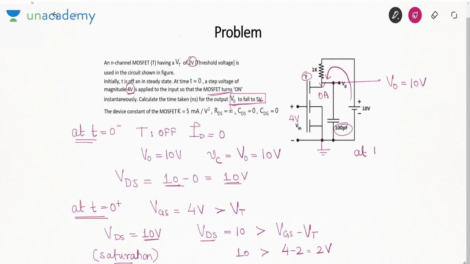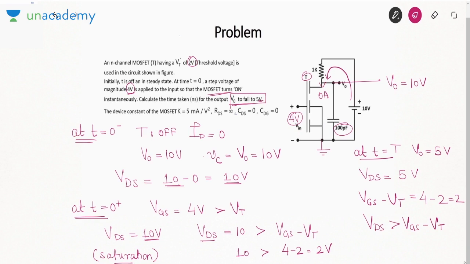Now suppose at t equal to capital T, V0 is 5 volt. In that case, the drain to source voltage, which is V0, is 5 volt. And what about VGS minus VT? The gate to source voltage is 4, minus VT which is 2. So still VDS is greater than VGS minus VT, which means it is still in saturation. That means when I solve the problem, in the entire duration my transistor will remain in saturation. It will not come out of saturation.